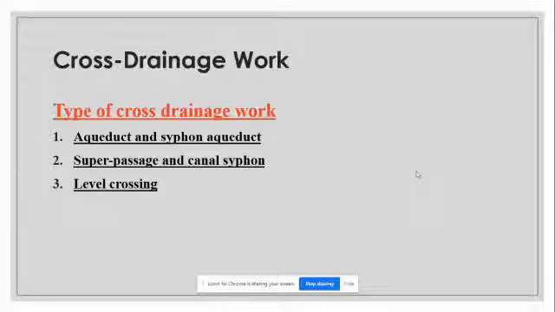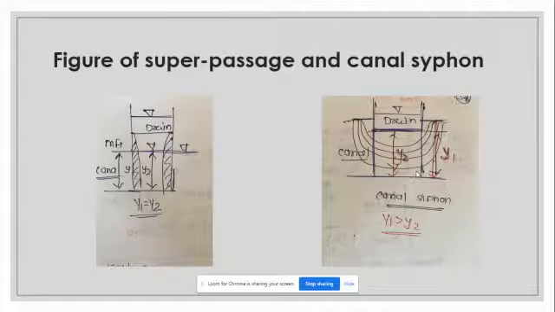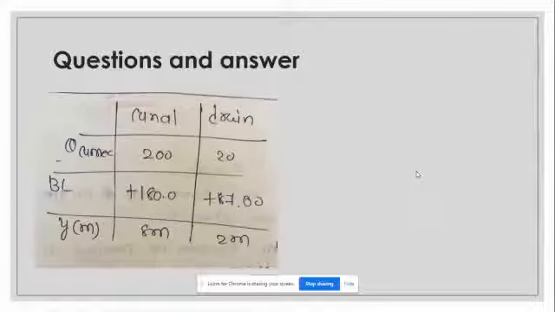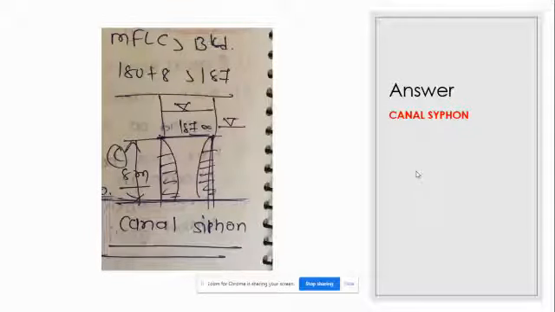I give two examples of different cross drainage works. First example: here you see canal bed level and drain bed level. First, you see canal bed level is 180 and drain bed level is 187. That means drain is above, canal is below. That means this is type 2, super passage or canal siphon. But how do we understand which is which? We see in the example, minimum flood level of canal is greater than FSL. That means it is a canal siphon.